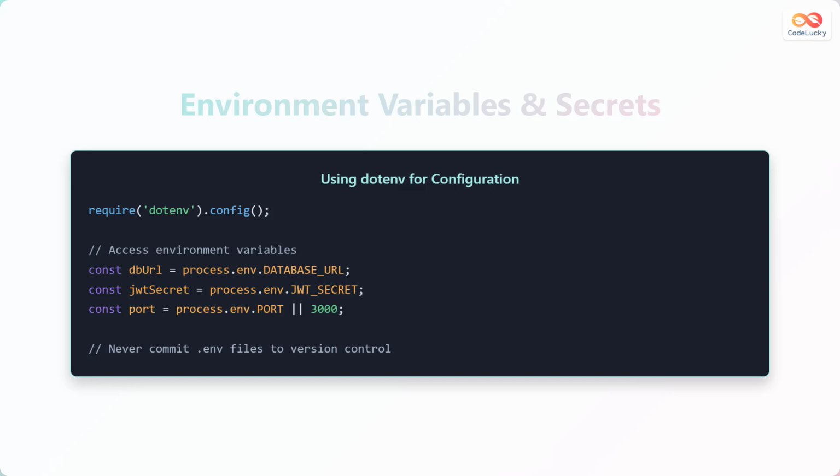First, require and configure dotenv. This loads environment variables from a .env file. Access environment variables using process.env followed by the variable name. It is important to never commit .env files to version control to prevent exposing sensitive information.